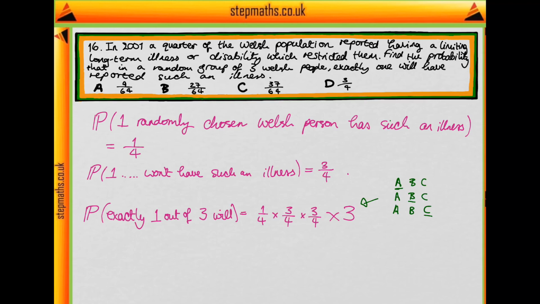And so we are going to just multiply these 4 values together, and when we do this we get 27 over 64, and so we get B.